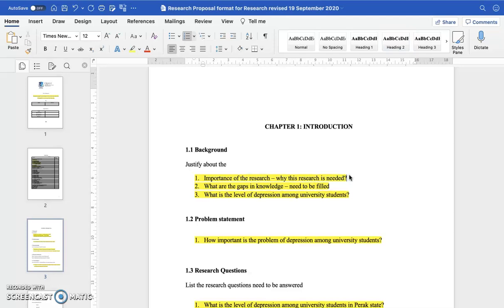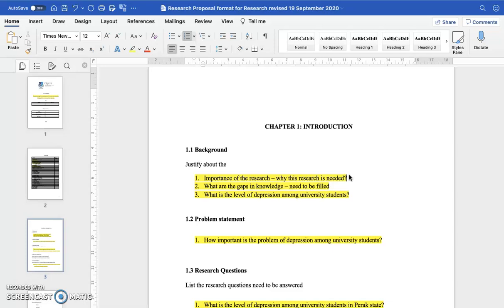justify the importance of research, you have to tell what is depression. You have to give, depression is a psychological disorder with these and these symptoms. Okay, like that. And you have to give the importance of taking this topic. Why depression is important? Depression is a very important public health problem.